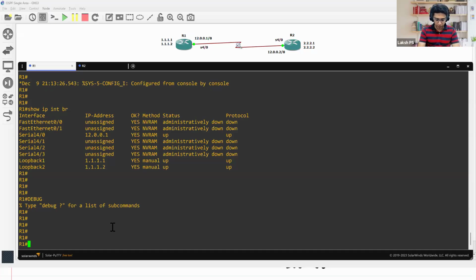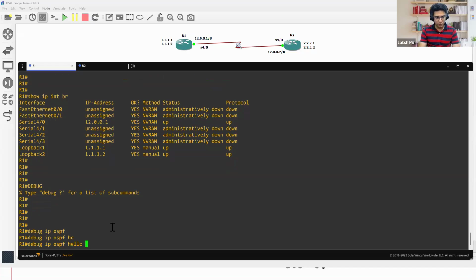I will write a few debug commands. Do not worry if you do not understand these debug commands, and honestly, these are not important from an exam point of view. It's just for understanding's sake. Debug IP OSPF hello.